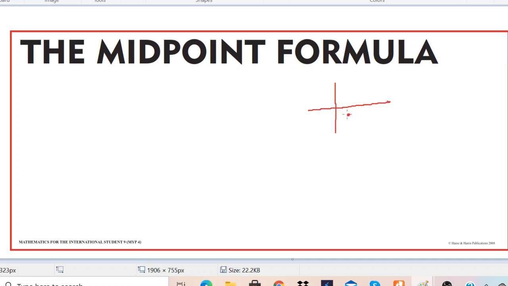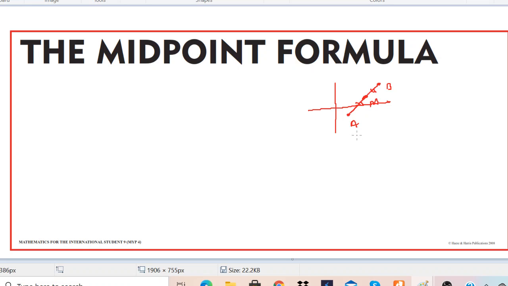After joining any 2 points A and B, there must be a point which is midway between the point A and B, or basically you can say there is a point which divides the line segment AB in two equal parts. So that point is called the midpoint. Now we have to learn what is the formula for the midpoint.